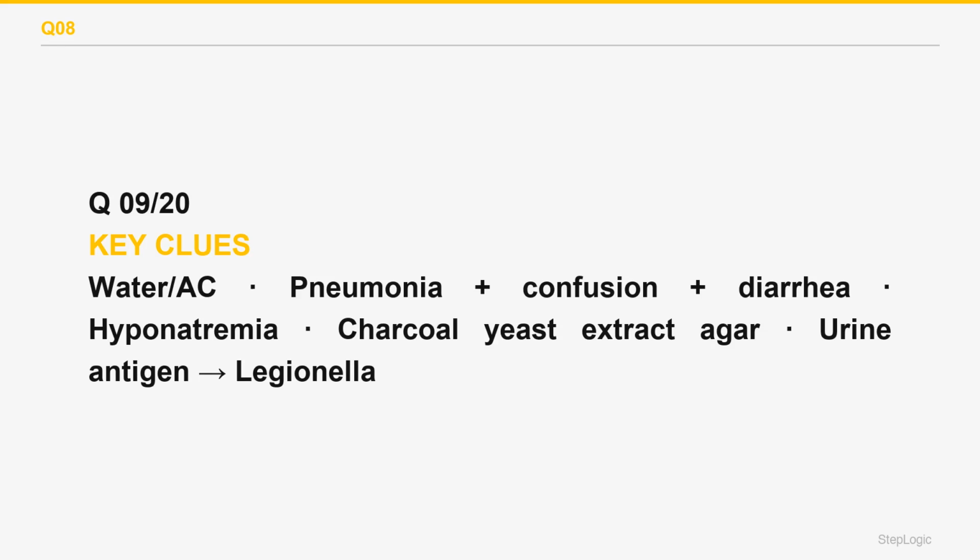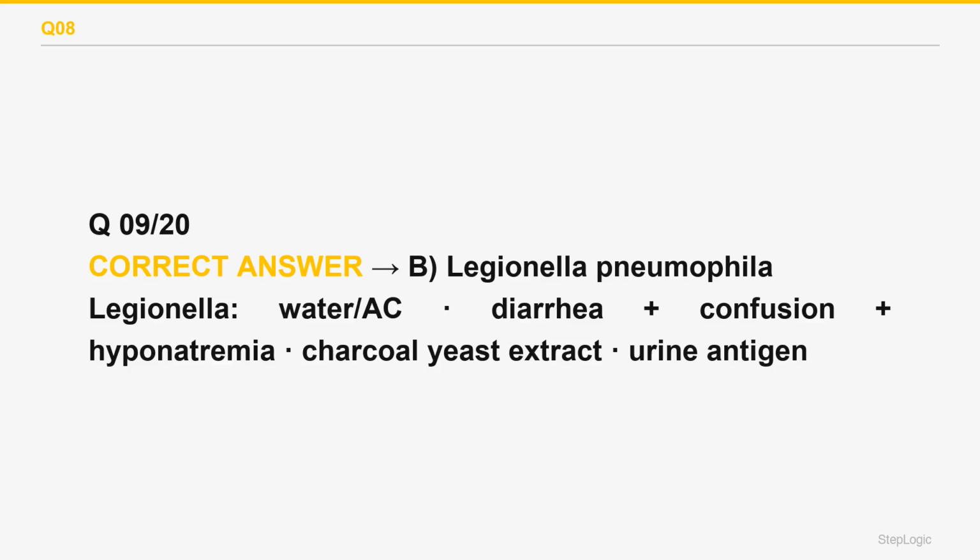It is a gram-negative rod that stains poorly, which is why the gram stain shows many neutrophils but few visible organisms. It requires special media, buffered charcoal yeast extract agar, supplemented with iron and cysteine, to grow. It is transmitted through aerosolized water from air conditioning systems, cooling towers, and hot tubs, not person to person. The classic clinical triad beyond pneumonia is high fever with relative bradycardia, GI symptoms like diarrhea, and neurologic findings like confusion, plus hyponatremia. The correct answer is B.